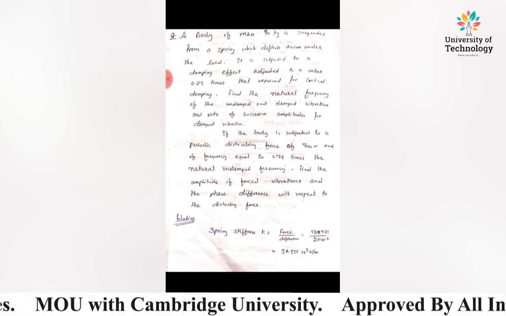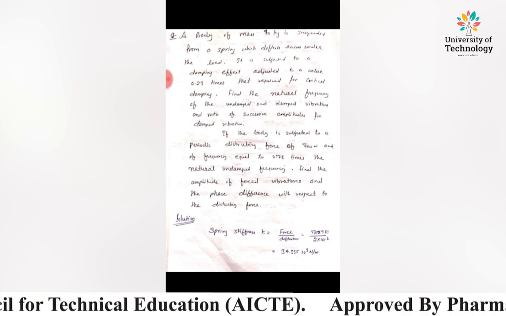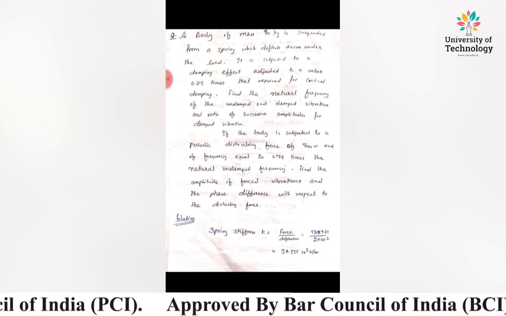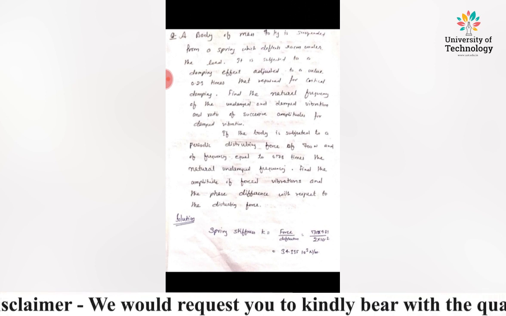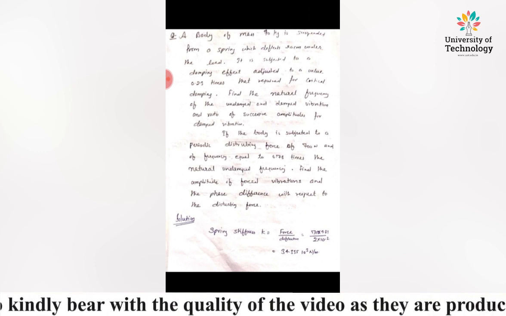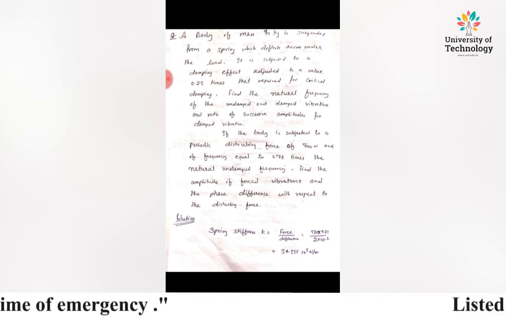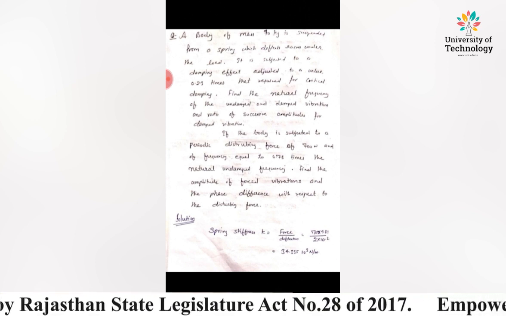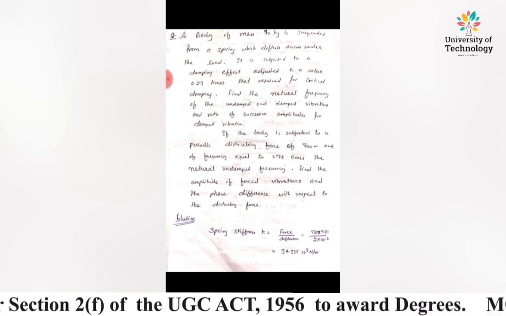If the body is subjected to a periodic disturbing force of 700 Newton and of frequency equal to 0.78 times the natural undamped frequency, that is the frequency is 0.78 times of the natural undamped frequency, find the amplitude of forced vibrations and the phase difference with respect to the disturbing force, in which we have to find natural frequency, amplitude, and the phase difference, that is the phase angle.